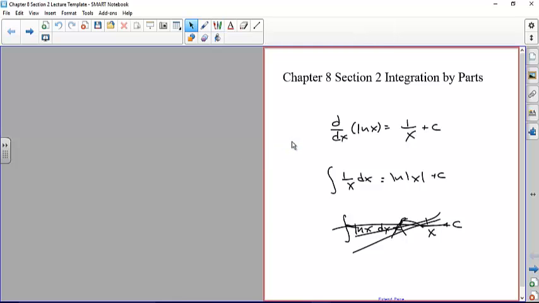Okay, so the next topic is integration by parts. And this first page is just telling you what we know and what we don't know. We do know that the integral of, no, we don't know that. Oh, no, yeah, we do. The derivative of the natural log of x is 1 over x. The integral of 1 over x dx is the natural log of the absolute value of x plus c.